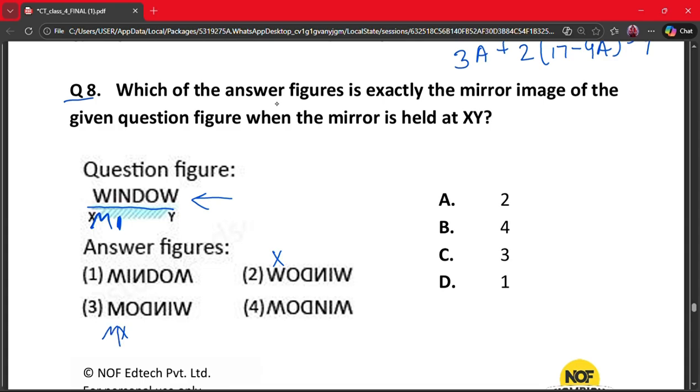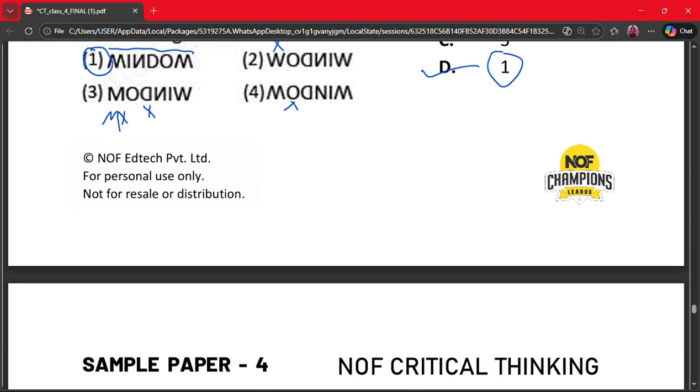So no. Fourth one, no, because this is WINDOW reflected this way. So the correct answer is 1, and 1 is given in the options. Yes, the D says 1. So our correct answer is option D.